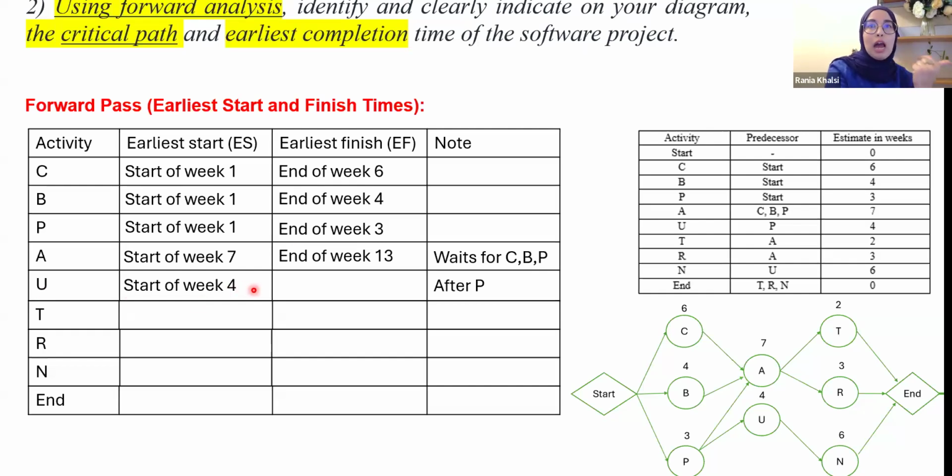Start of week 4. How long does it take? Like we have in the estimation, 4 weeks. So 4 weeks from the start of week 4 is the end of week 7. This is the earliest finish for U.